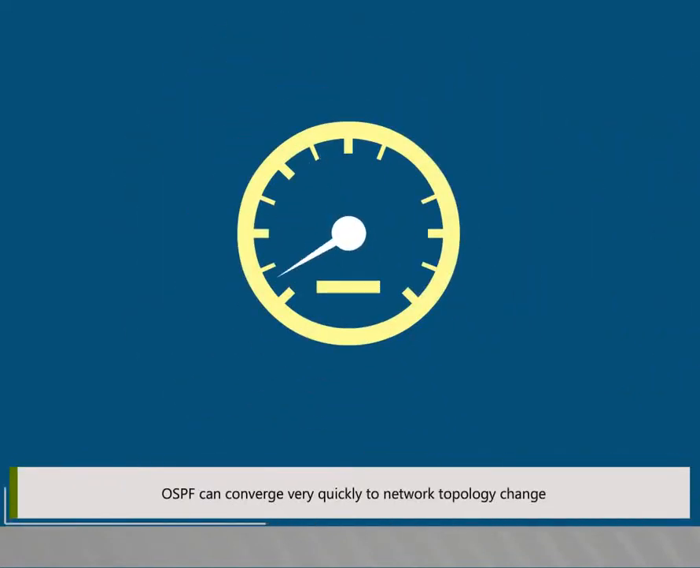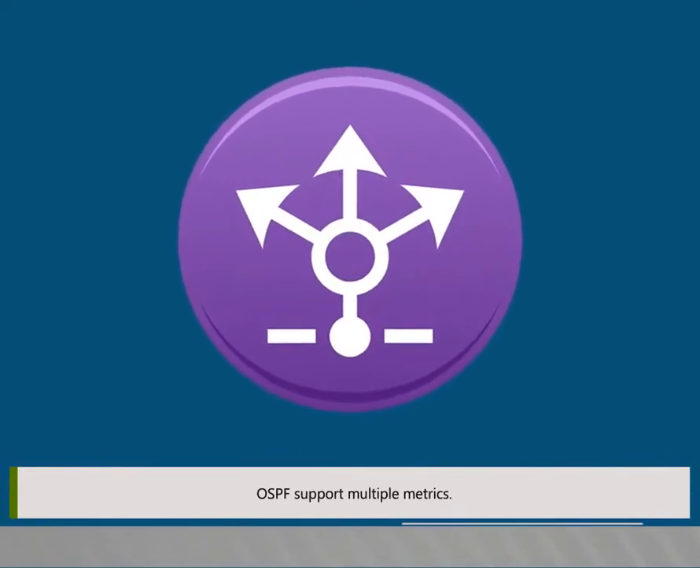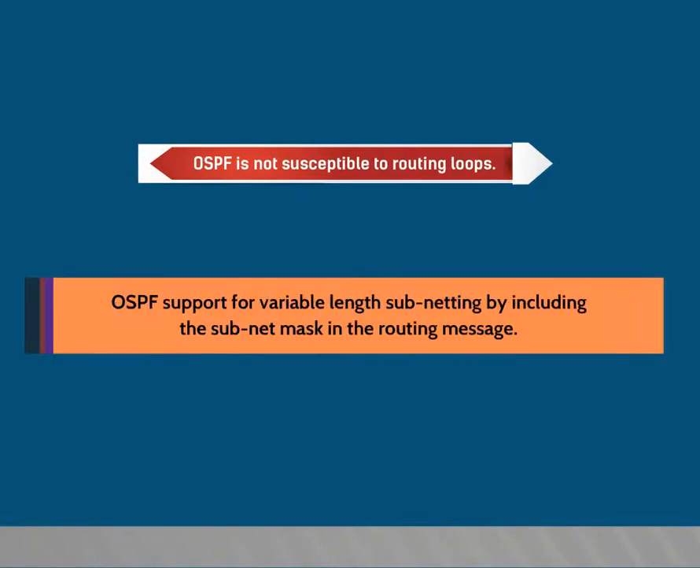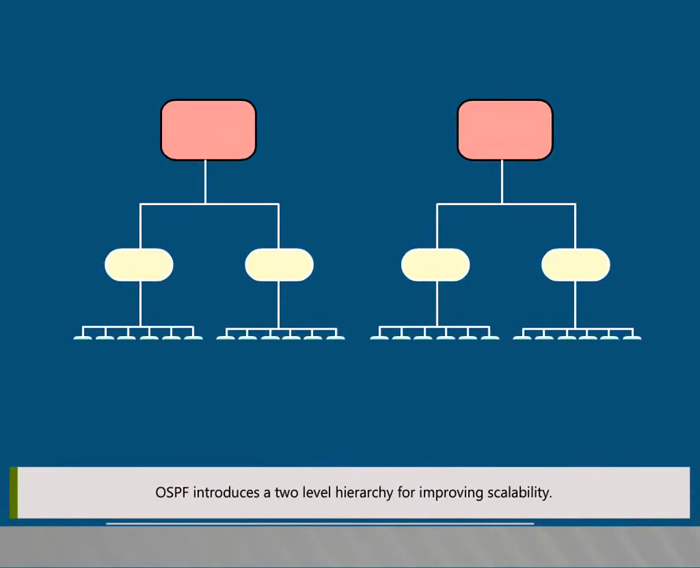OSPF can converge very quickly to network topology change. OSPF supports multiple metrics. OSPF is not susceptible to routing loops. OSPF supports variable length subnetting by including the subnet mask in the routing message. OSPF introduces a two-level hierarchy for improving scalability.